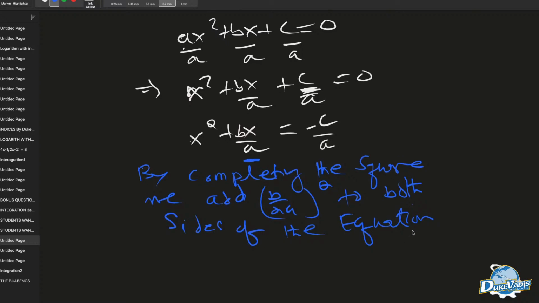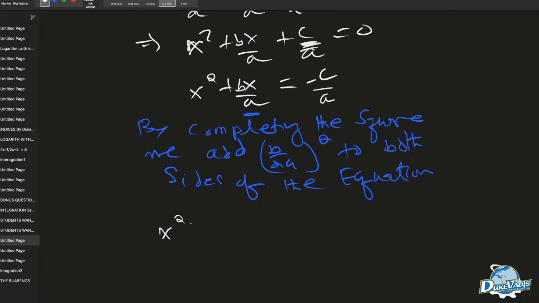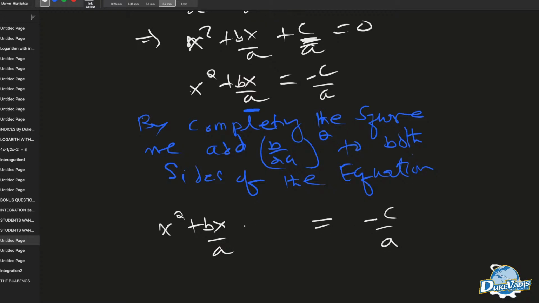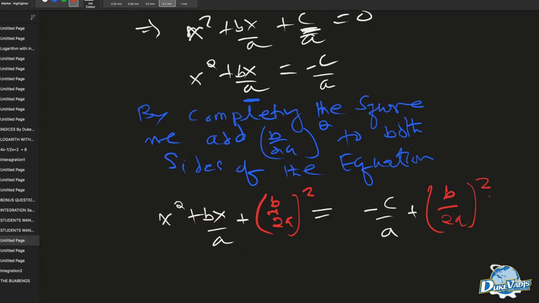So as we saw earlier, our quadratic expression as we deduce up to this point is x squared plus bx over a is equal to negative c over a. So by completing the square we add b over 2a squared to both sides of the equation. Okay, let us change to different colors so we can understand it. Isn't that looking beautiful? Fantastic.